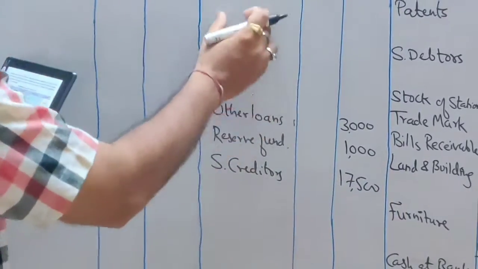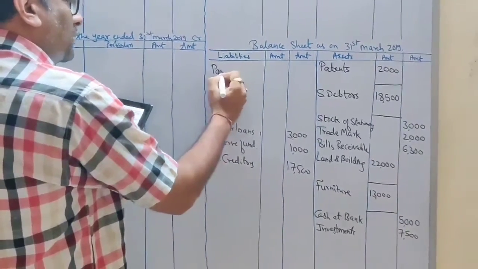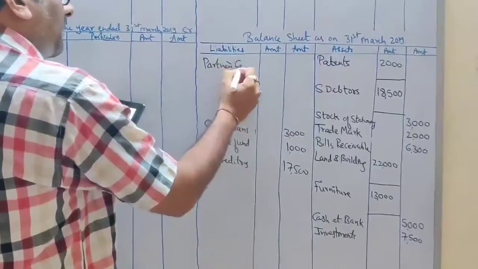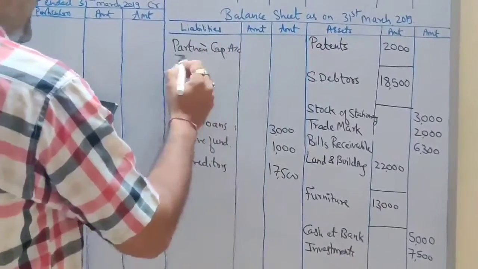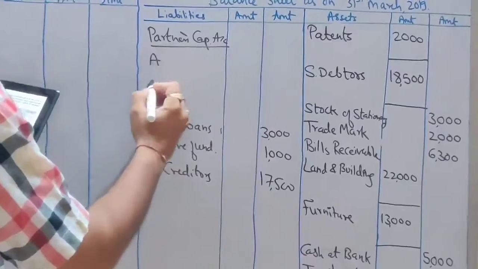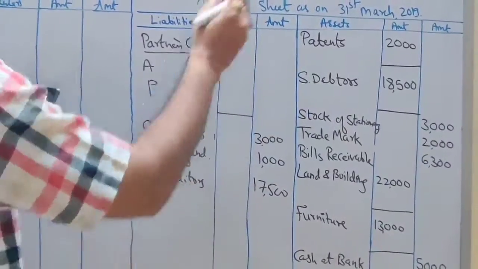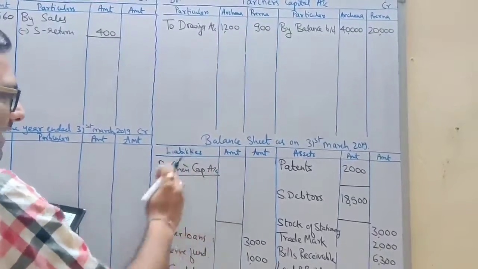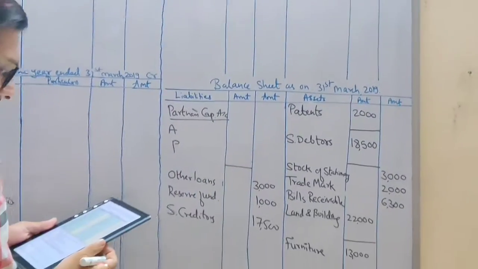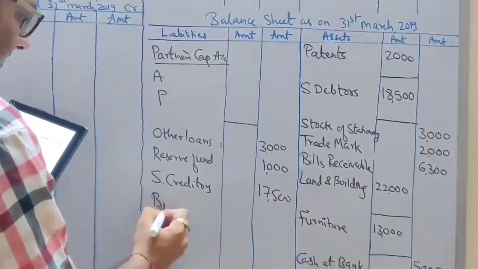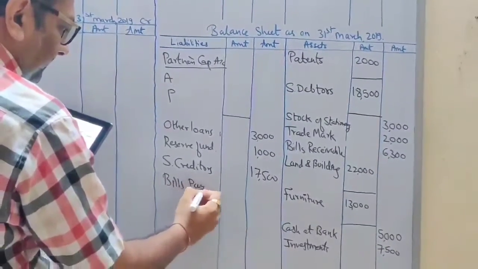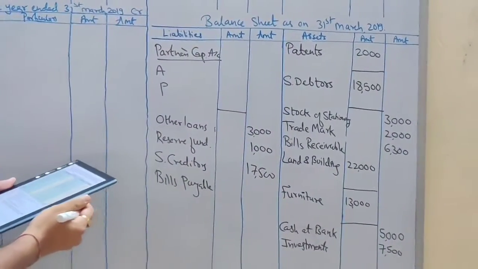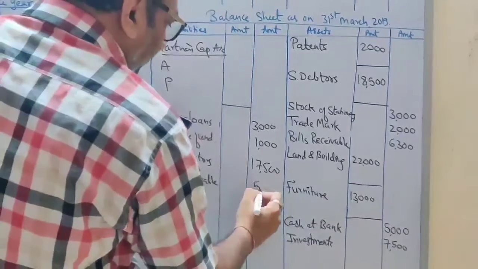17,500. Why did I leave this page, students? Because you always have to write the partners' capital account balances first, of Archana and Prerna, which we are going to get later. So these closing balances will come here. That's the reason I left this page. Creditors. After that they have given us bills payable. Again no adjustment. Write the amount in the outer column, 5,000.